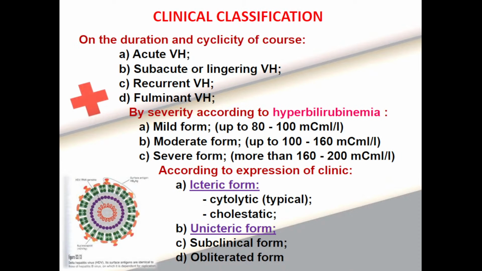Clinical classification. By the duration and cyclicity of course: acute, up to 3 months; subacute or lingering, 3 months and more; recurrent; fulminant. Fulminant is super fast. By severity, according to hyperbilirubinemia: mild form, up to 100 micromole per liter; moderate form, up to 160; and severe form, more than 160. It's one of the classifications.